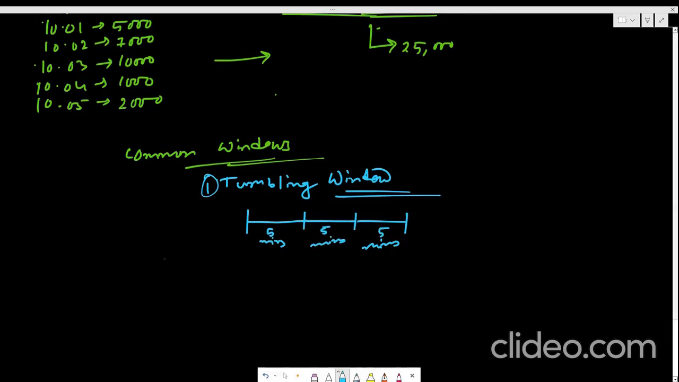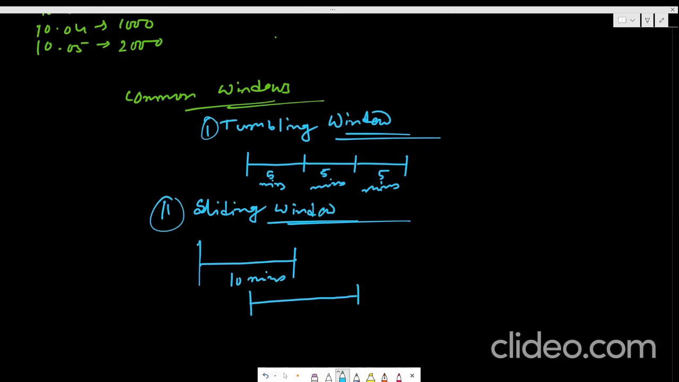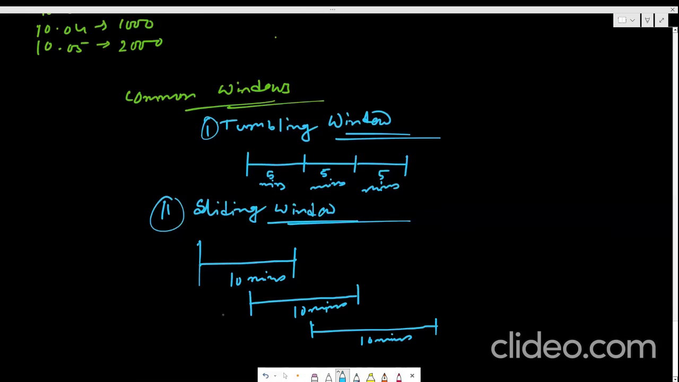And if you are comfortable with DSA, you have heard about the sliding window, right? Sliding window means windows will overlap. Here, suppose we consider 10 minutes. Then again, from here to here, we consider 10 minutes. From here to this one, again 10 minutes. So the total timing is the same. If you see the total timing, see this part.